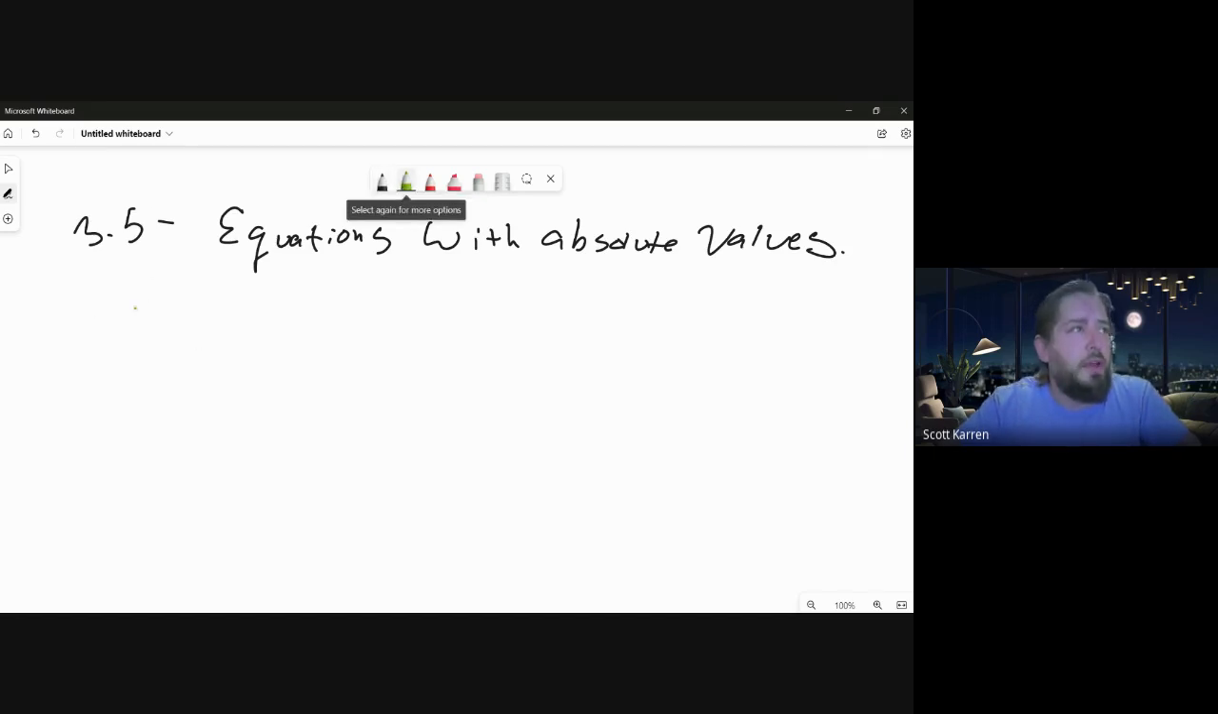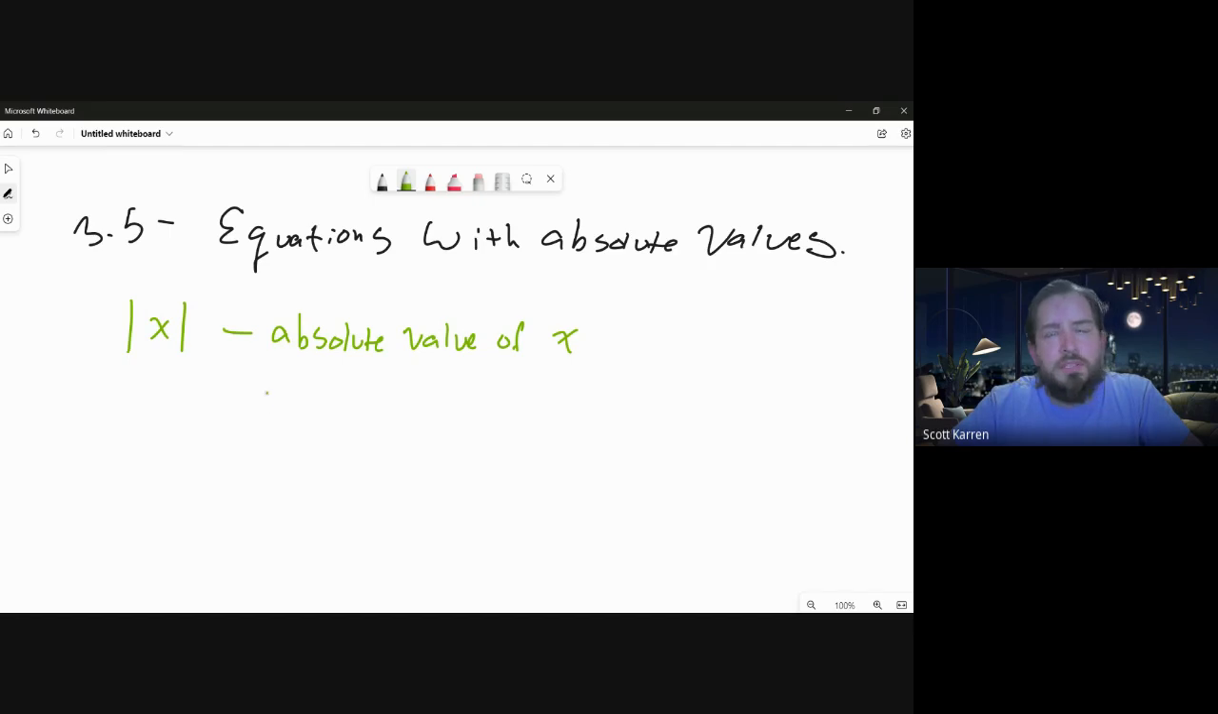The absolute value of some number is written with two vertical bars on the outside of whatever it is that you're taking the absolute value of. You would read this as the absolute value of x. It reports the distance that x, or whatever's inside the absolute value, is from 0.